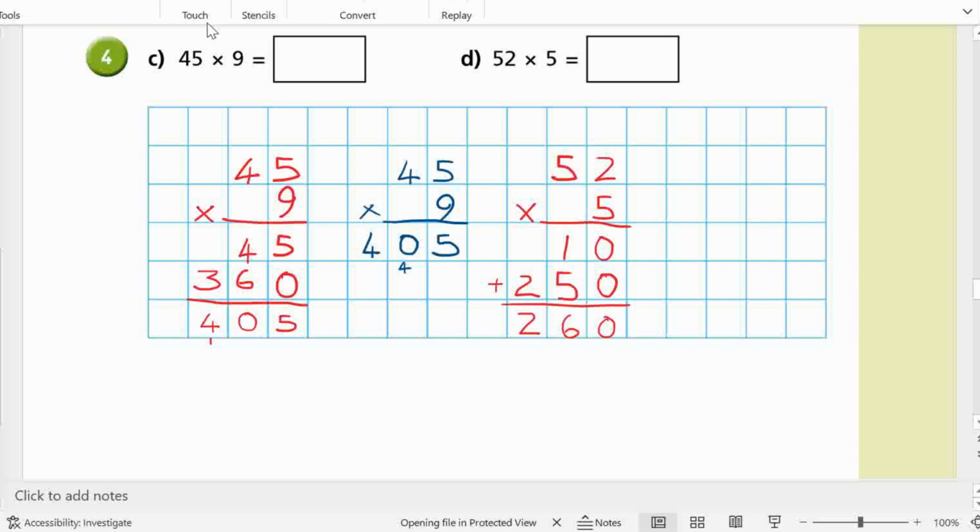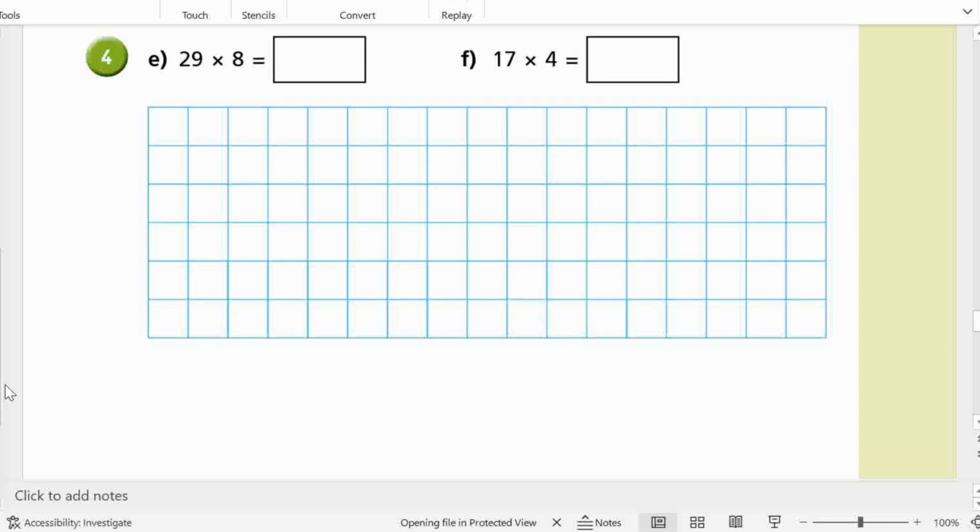Right, now we're going to try the other method, just so you know fully how to do both methods. 52 times 5. Okay, so what's 5 times 2? 10. We carry the 1. 5 times 5? 25, and we have to add 1 to give us 26. Okay? I can see this method is slightly quicker, I think. So in some ways I prefer this method.